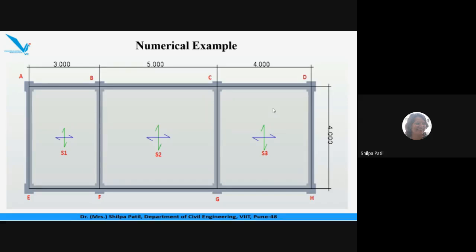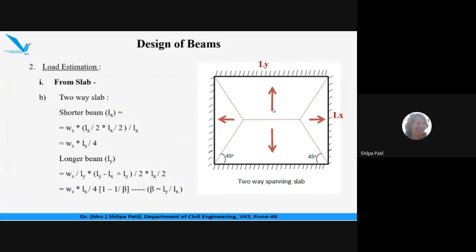Now in case of a two-way slab, how is the load transferred? You can see this diagram. The load transferred on the shorter beam or shorter side will be in a triangular form, and the load transferred on the longer side is in a trapezoidal shape. Considering these shapes, the formulae we have already discussed in the earlier lecture: the load coming on Lx will be calculated as W Lx by 4, and on the longer beam Ly, it is calculated as W into Lx by 4 into bracket 1 minus 1 upon beta squared, where beta is the ratio of longer to shorter span of the slab.